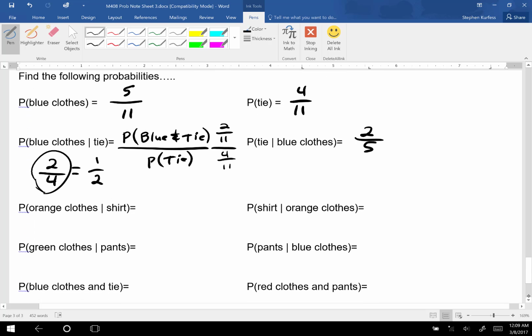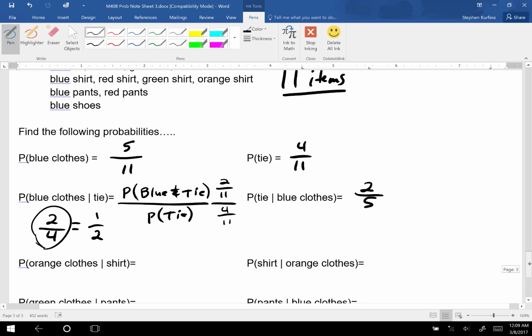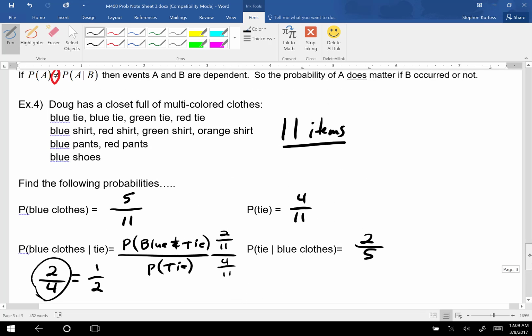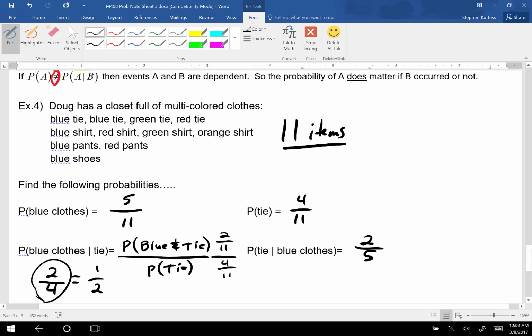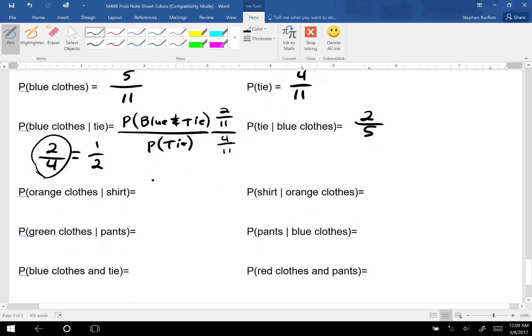All right. Probability of picking orange clothes given that it was a shirt. So we've got to scroll back up here. Orange clothes given that it was a shirt. Well, given it's a shirt, how many shirts are there? 1, 2, 3, 4 shirts. And how many orange ones are there? 1. So what's the probability? 1 over 4. Really easy.